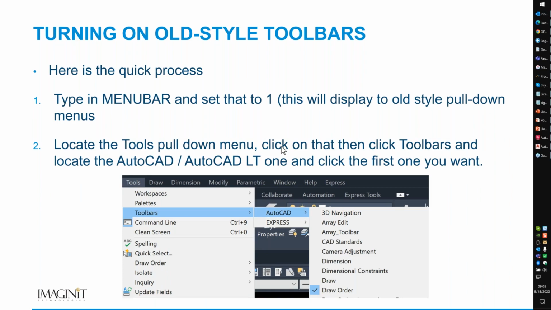So here's the quick process. Easiest way to do this is that you type in MENUBAR, you set that to 1, it'll display the old style pull down menu. Locate the Tools pull down menu, click on that, then click Toolbars and locate the AutoCAD or AutoCAD LT one you want to turn on, click it, and it will immediately turn it on.